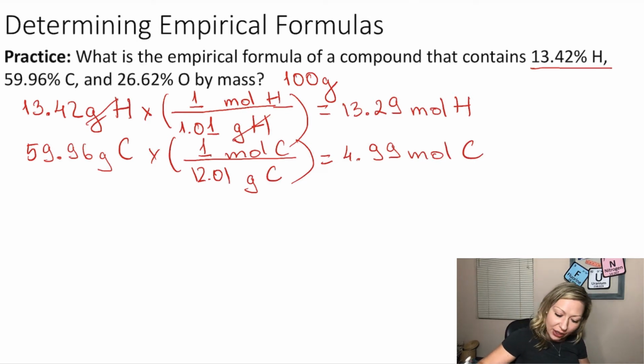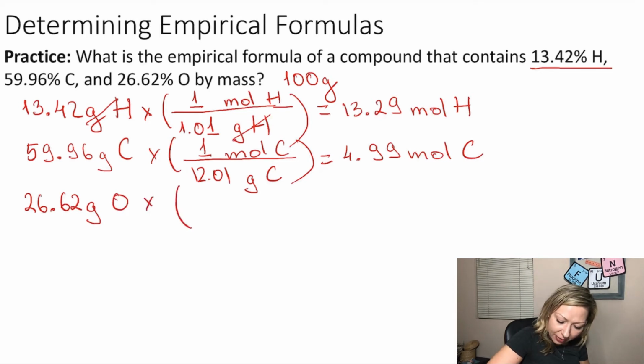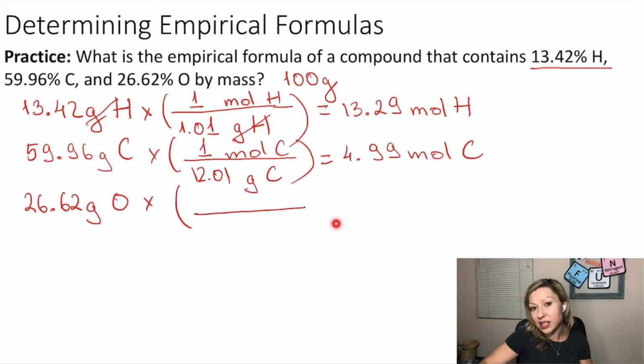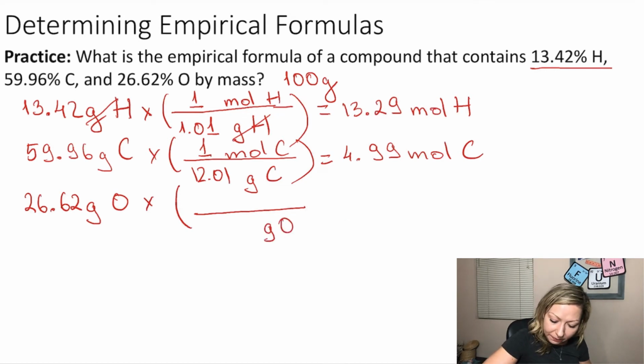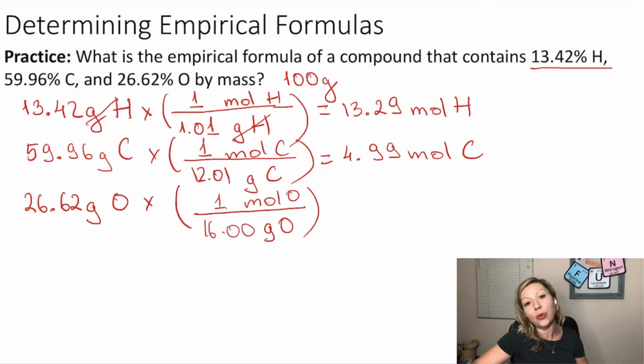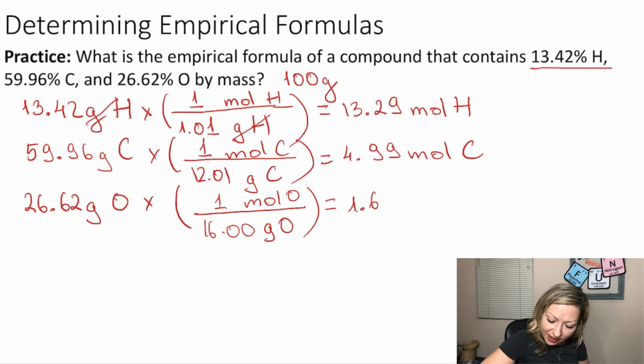Okay, so what's left? Oxygen, right? So if I have 100 grams, 26.62 grams of that is going to be oxygen atoms. And now I'm going to use the same conversion. Grams of oxygen go on the bottom. Mole of oxygen go on top. I know that in 1 mole, I have 16.00 grams of oxygen. So if you do this calculation, you are going to come to 1.66 moles of oxygen.